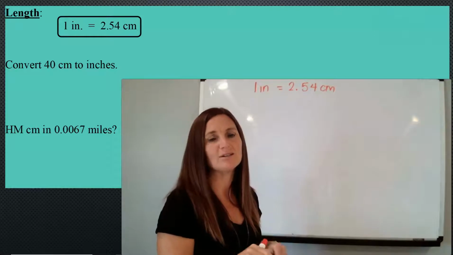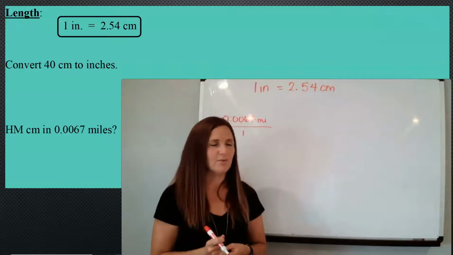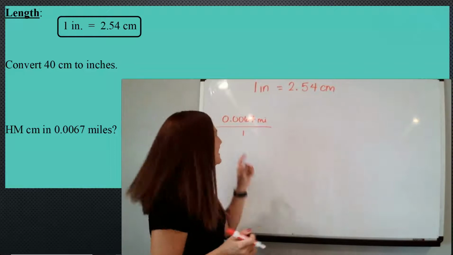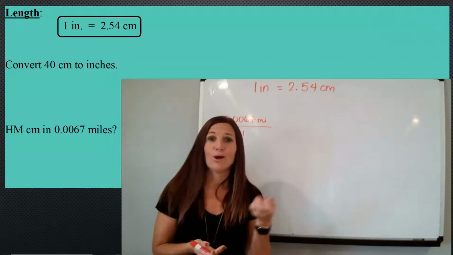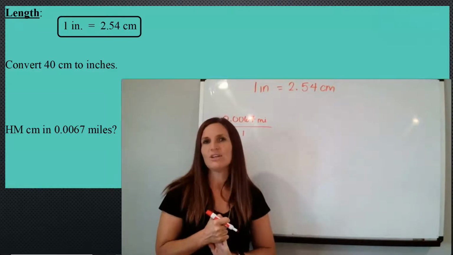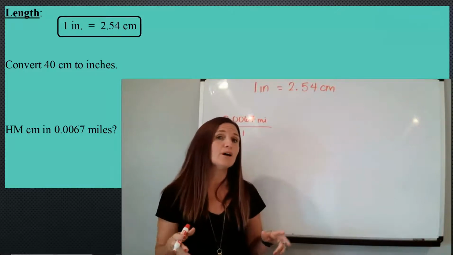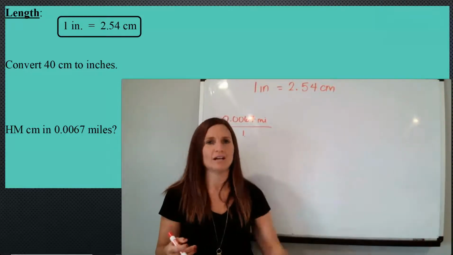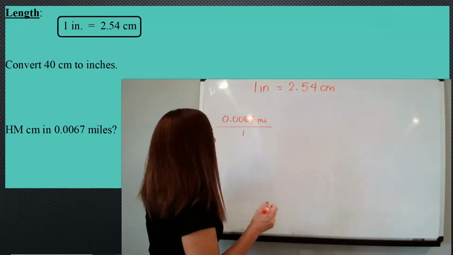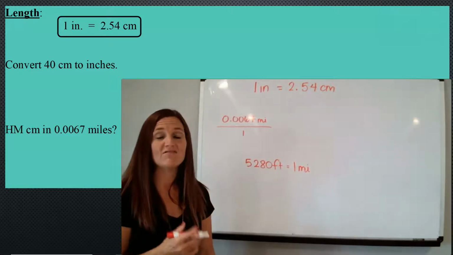So 0.0067 miles. Now, before we can really get moving on this one, we need to think, okay? We can convert inches to centimeters, but I don't know how many inches are in a mile. Do you? No. Do you know any value of something that's in a mile? What I want you to do right now is go ahead and stop, go to Google, look up how many feet are in a mile, and bring that back. You're supposed to know 5,280. 5,280 feet in a mile.